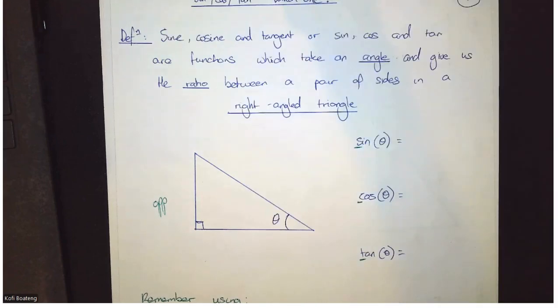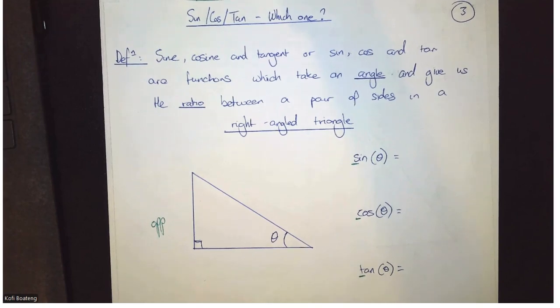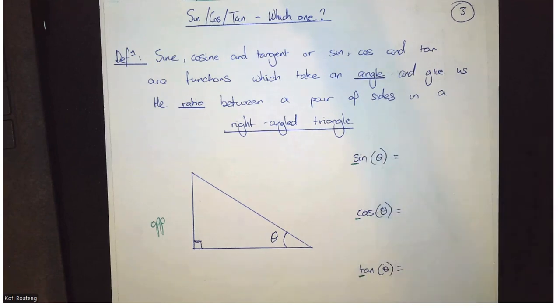Now, after you're able to label, you need to be able to choose which trigonometric function you need to select for the given question. Before we do this, let's start off with a general definition. So sine, cos, and tan are functions which take an angle. It's always of an angle. So sine of theta, cos of theta, and tan of theta. It's always of the angle. And then this gives us the ratio between a pair of sides in the given right angled triangle.